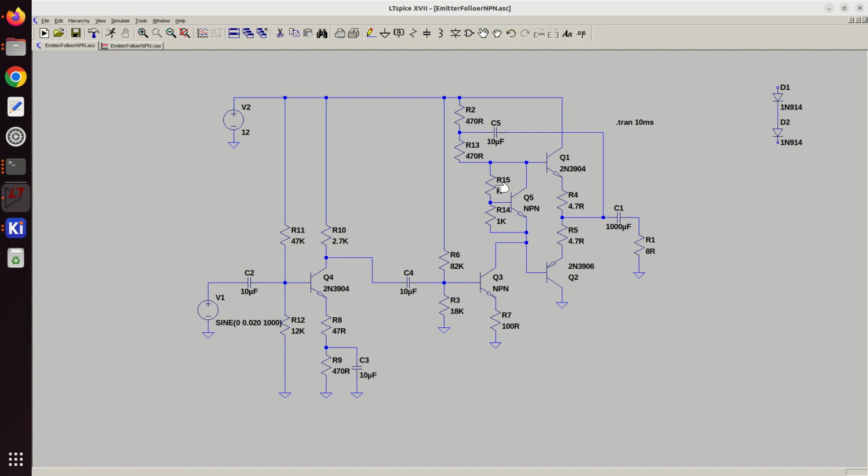So if we put in the same value here, let's say 1K, we've 0.7 volt drop across this resistor because of the diode. Well, because the current's flowing down here, we have to have 0.7 volt drop here. So now we've got 1.4 volts here, the exact same as with the two diodes.